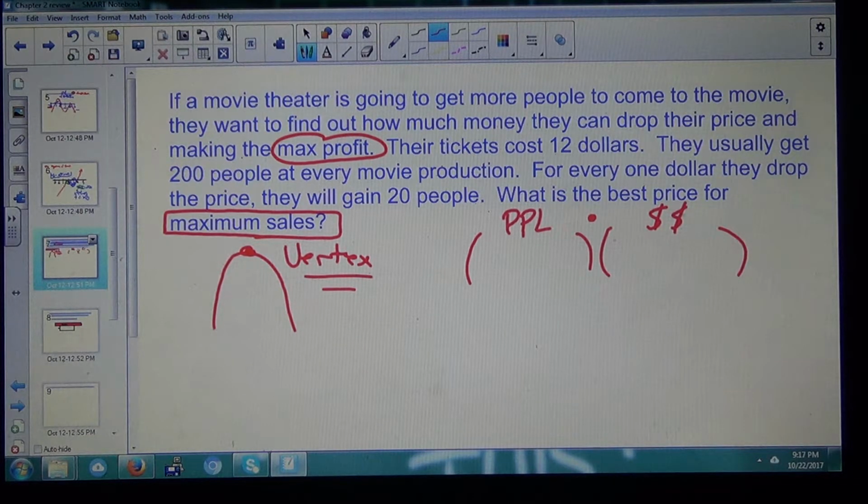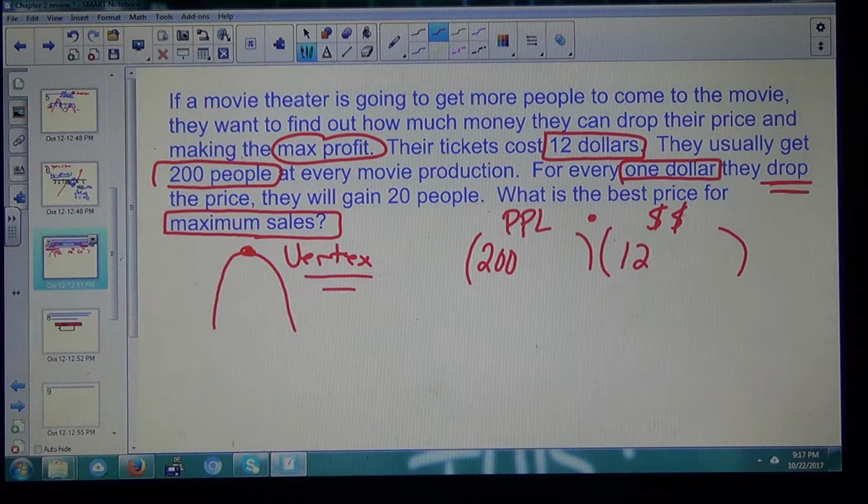So then on this problem here, if I did that, I start with 200 people. How much does each person cost? So we got 200 people here. And then we got, the tickets cost what? $12. Now what's happening here? For every $1, they what? Drop. So the $1 drop would be a minus $1. Do I know how many times it's going to drop? Nope, so I'm going to put an x there. They will gain 20 people.